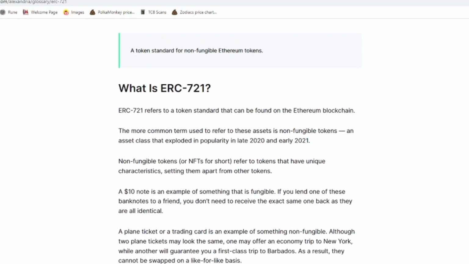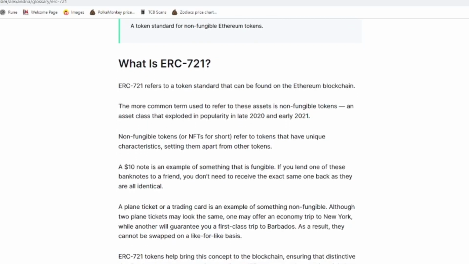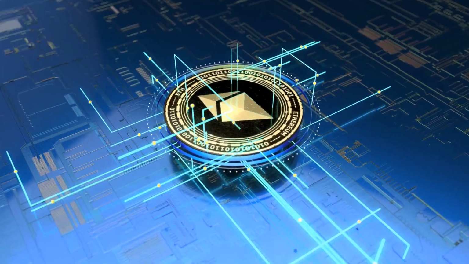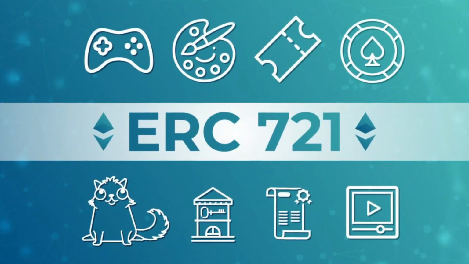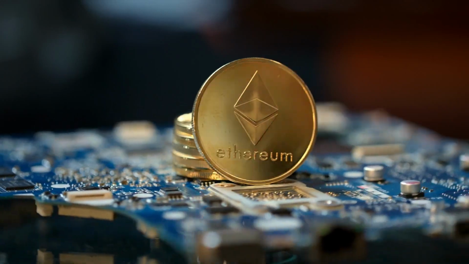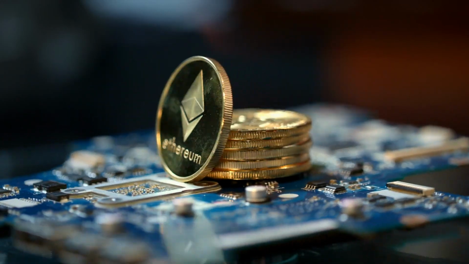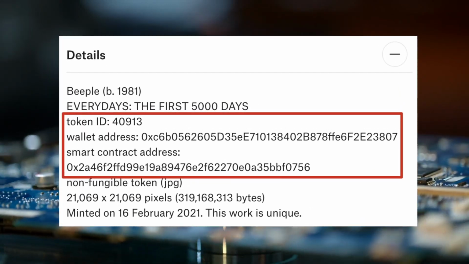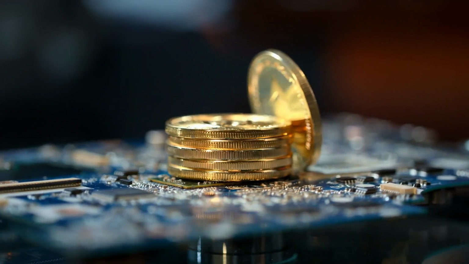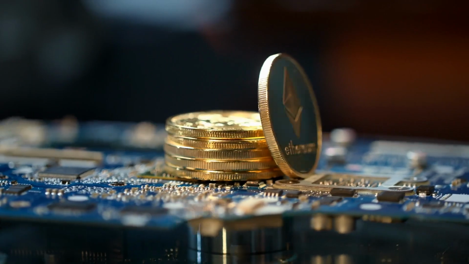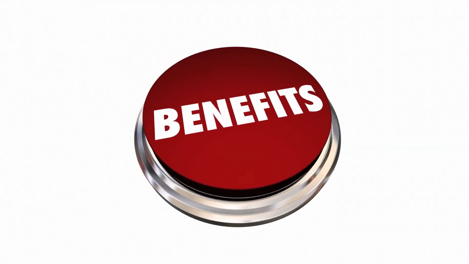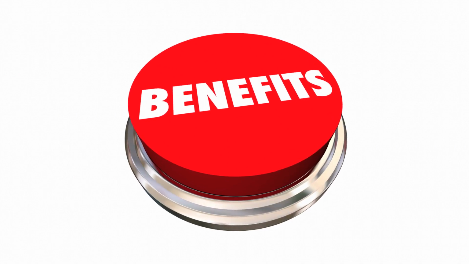The ERC-721 standard is an open standard that describes how to build NFTs or non-fungible tokens on the Ethereum blockchain. ERC-721 is unique and unlike most other tokens. When a token is transferred, you need two pieces of information: the token ID and what period it was first minted in the contract, which allows different tokens of the same balance to be distinguished from one another. The benefit of using ERC-721 is to manage multiple tokens.